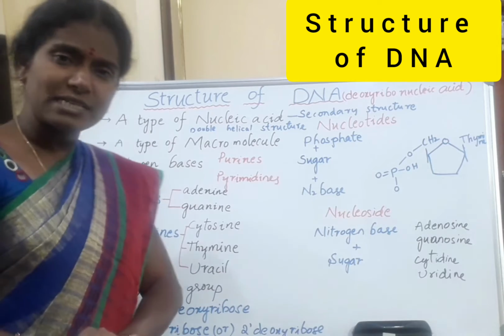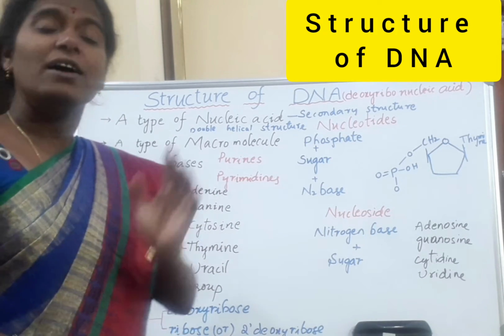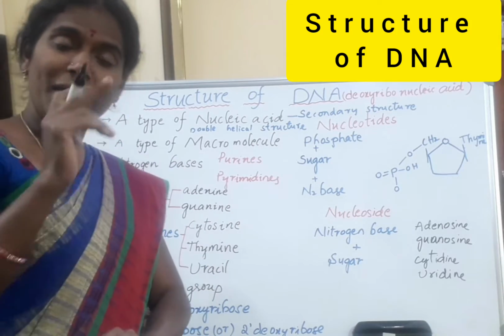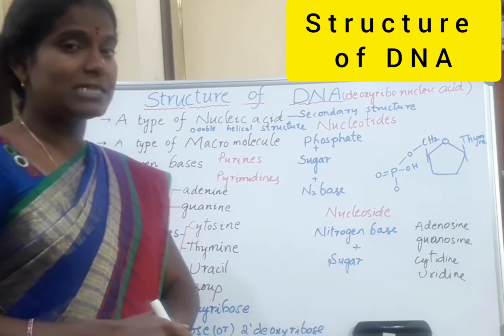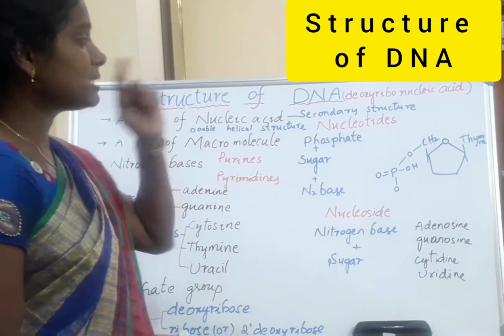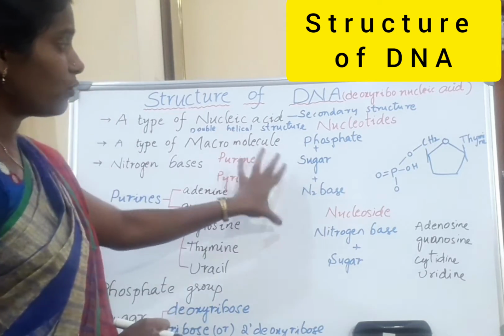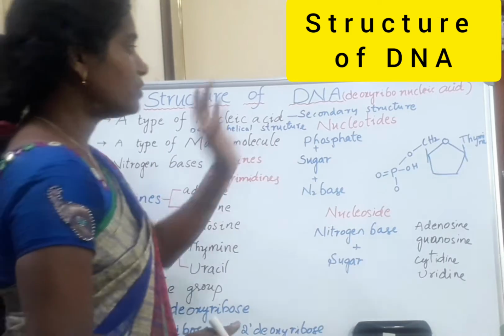So where is it present? In the nucleus. Where is the nucleus present? In the cell, in the plant cell as well as the animal cell. The nucleic acids are of two types, DNA and RNA. In this video I am going to give you information about DNA.